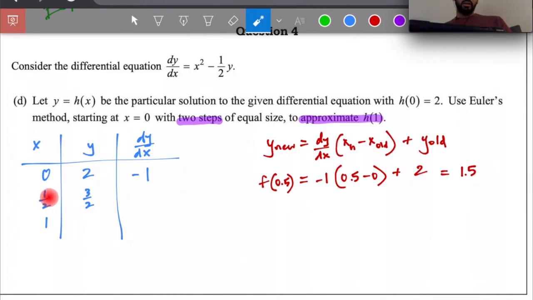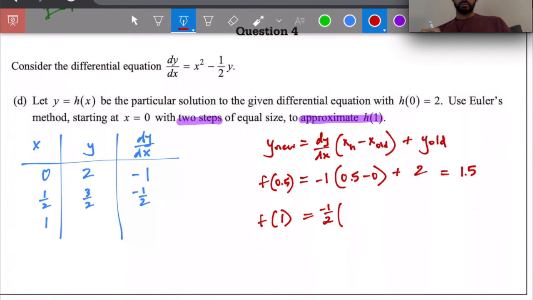Okay, so let's plug in this right here. I get a 1/4. And then 3/2 times 1/2 is 3/4. So I have 1/4 minus 3/4, which is going to be negative 2/4. So negative 1/2 is my slope here. So now my next y-coordinate is f of 1, which is equal to negative 1/2, the new slope.